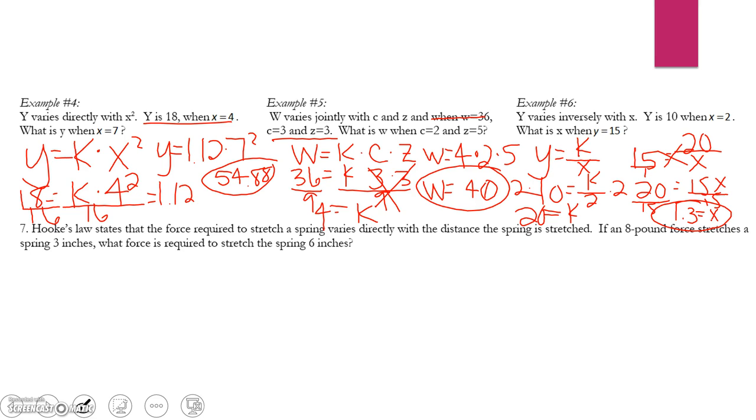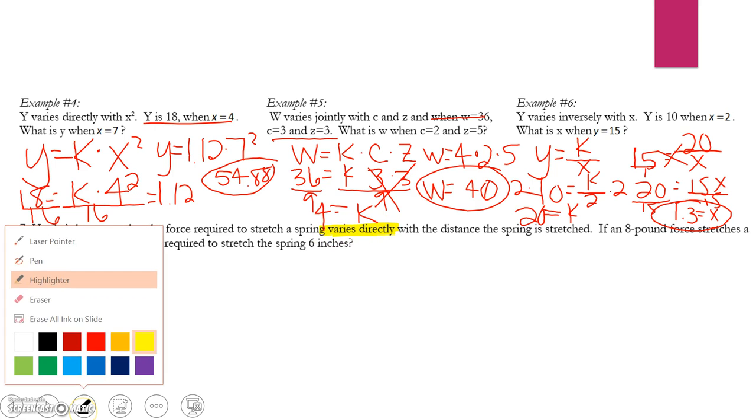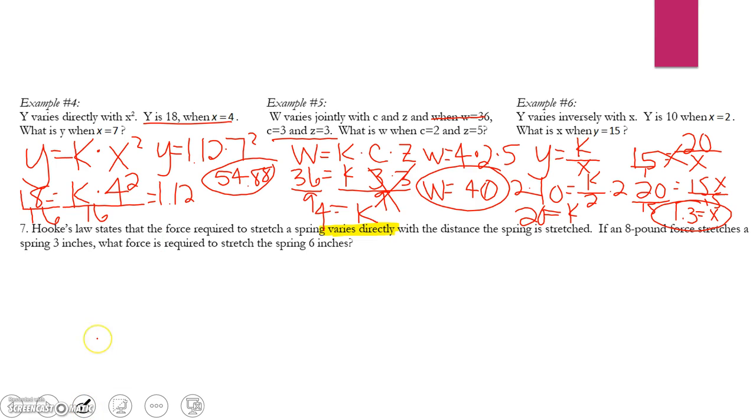Sometimes you'll be given word problems. So this is how you want to approach these. Hooke's law states that the force required to stretch a spring varies directly. The first thing you want to identify in the word problem is where it says the varies. So it says varies directly. Then you want to make variables for the thing that's mentioned before the varies part. So it says the force required to stretch a spring, so I'm going to make a variable for force, F.